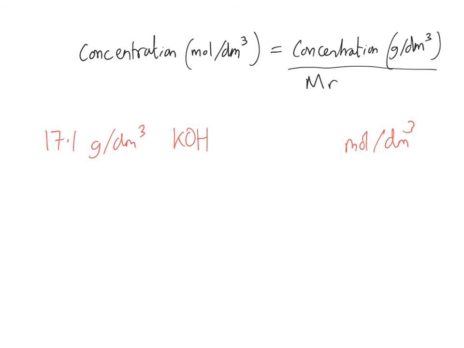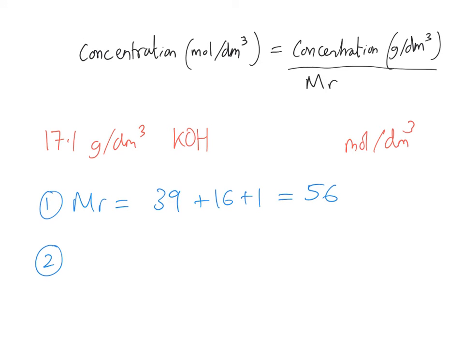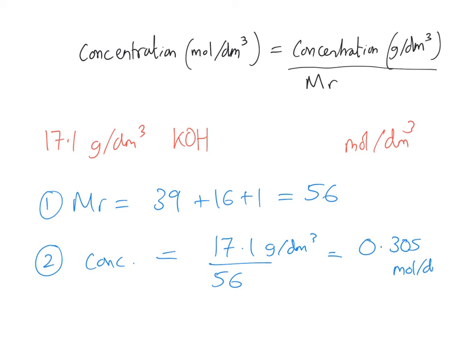And so the two steps are slightly different, but the same first step. Our first step is to calculate the MR of potassium hydroxide. So it's 39 for the potassium, 16 for the oxygen, and 1 for the hydrogen, which gives us a total of 56. And then the final step is to use it in the organisation that we had up at the top. So the concentration in moles per decimeter cubed is the concentration in grams per decimeter cubed, which we've got 17.1 grams per decimeter cubed, divided by the MR, which is 56, and that gives us 0.305 moles per cubic decimeter.